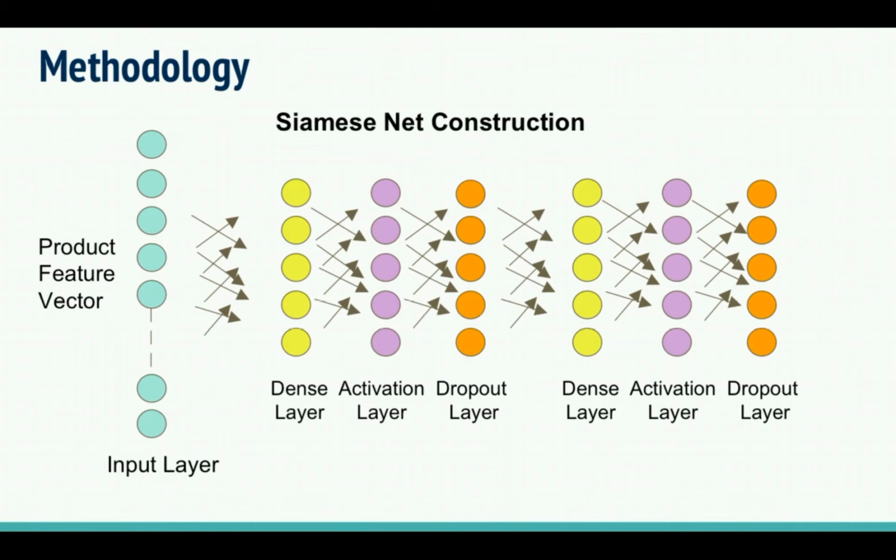The dense layer has associated with it an activation layer as well as a dropout layer. After passing through the first dense layer, the vector passes on to another dense layer with identical activation and dropout layers associated with it. The activation function that we're using is tanh, and the dropout layer parameter is 0.5.